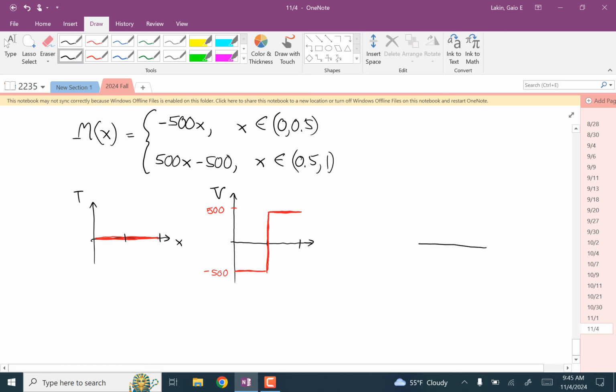And then the bending moment goes down to a value of negative 250, and then up from there to 0.